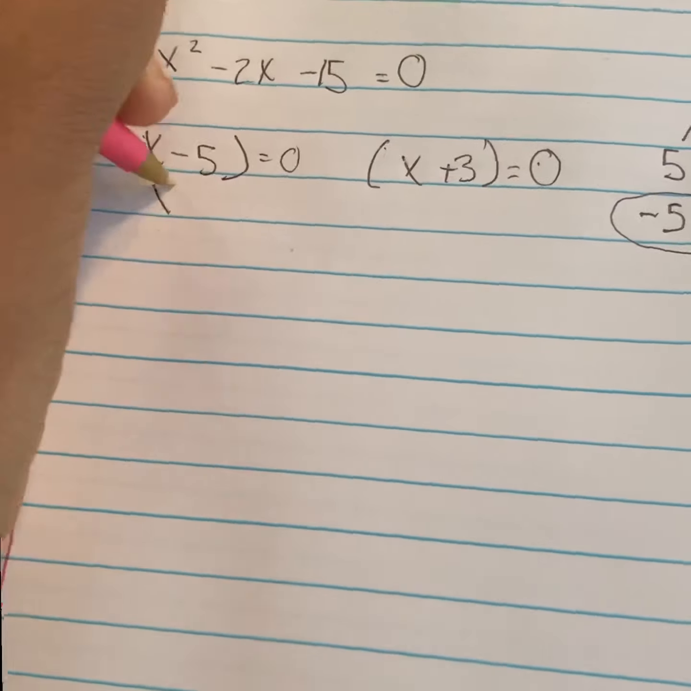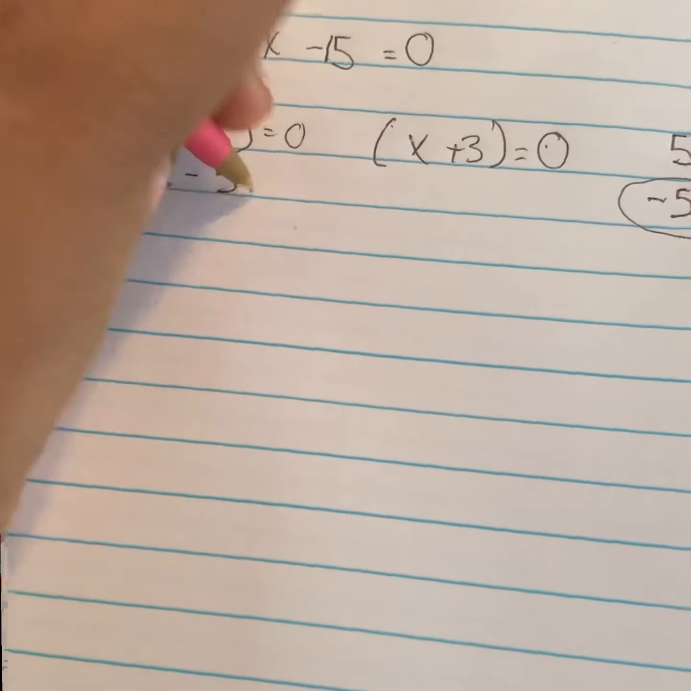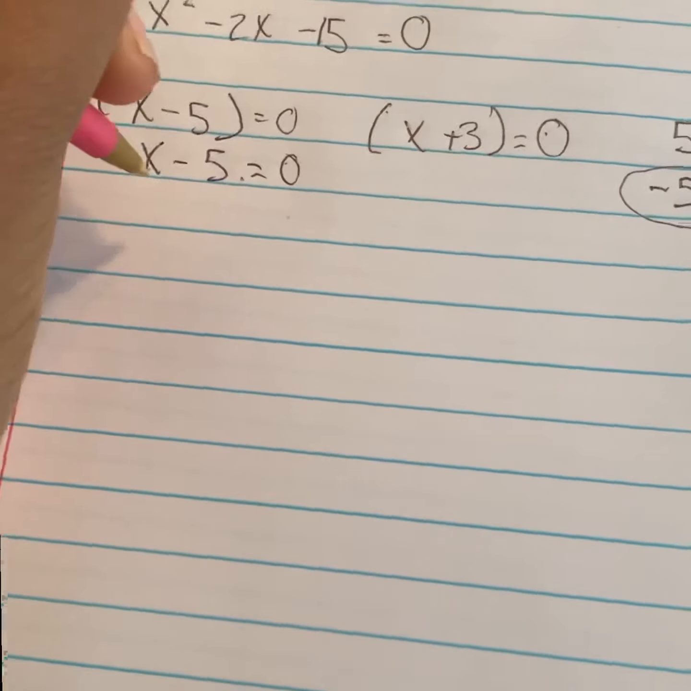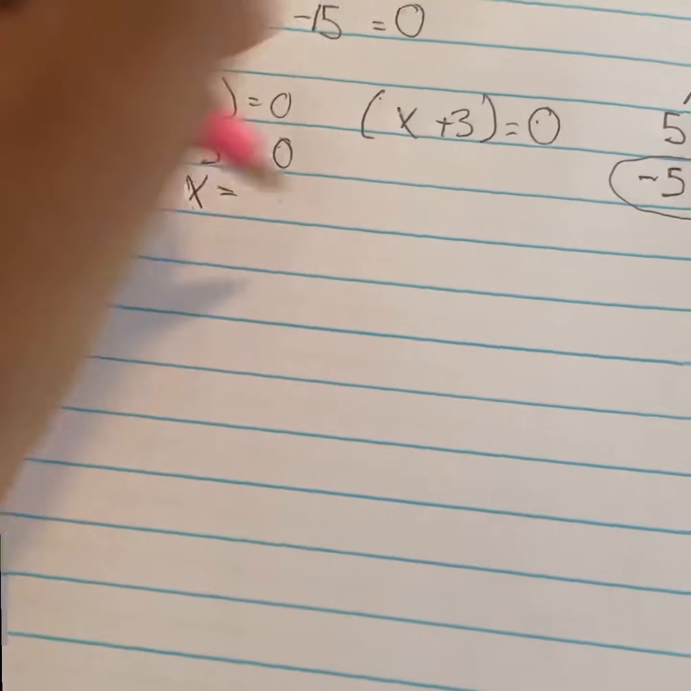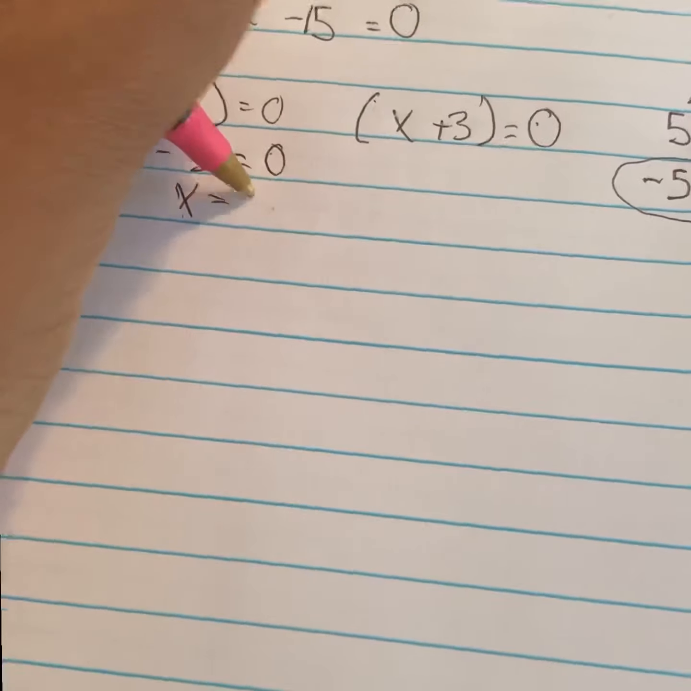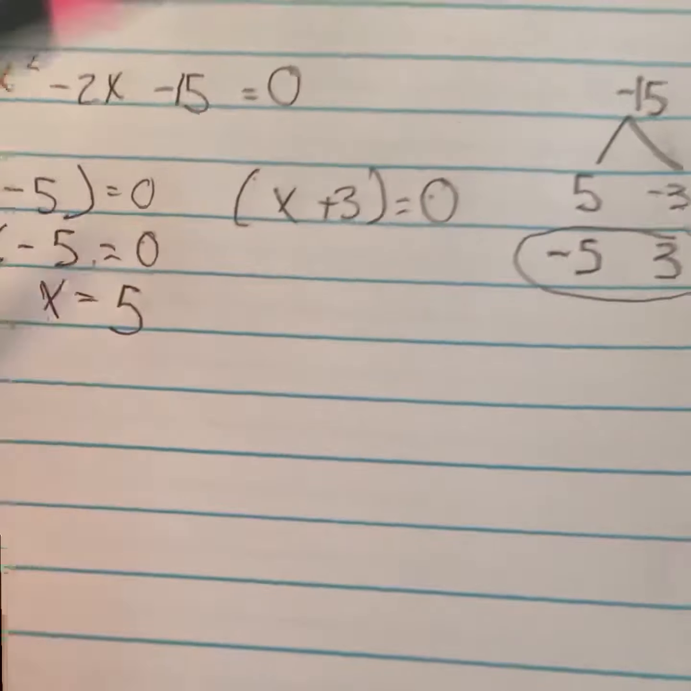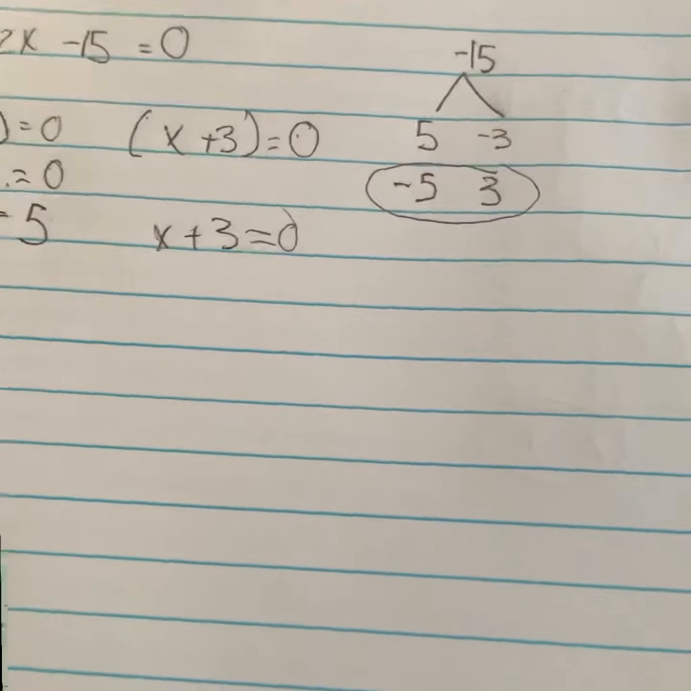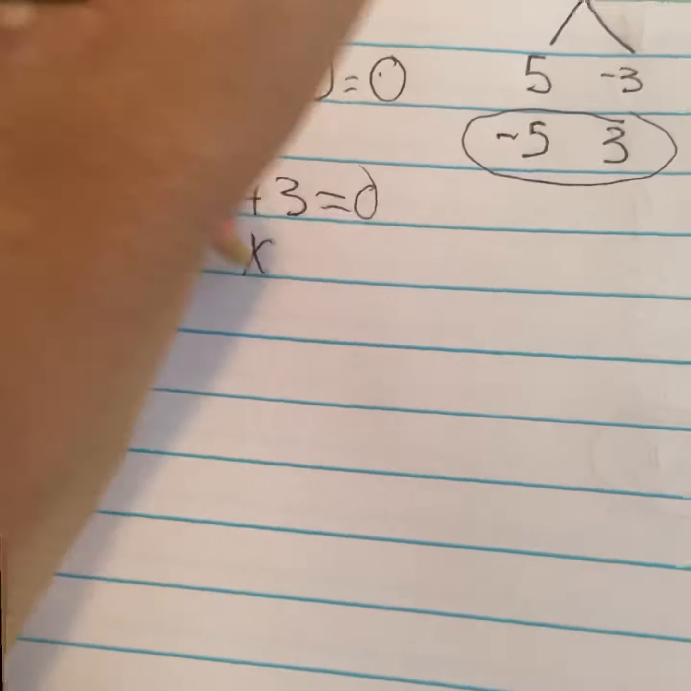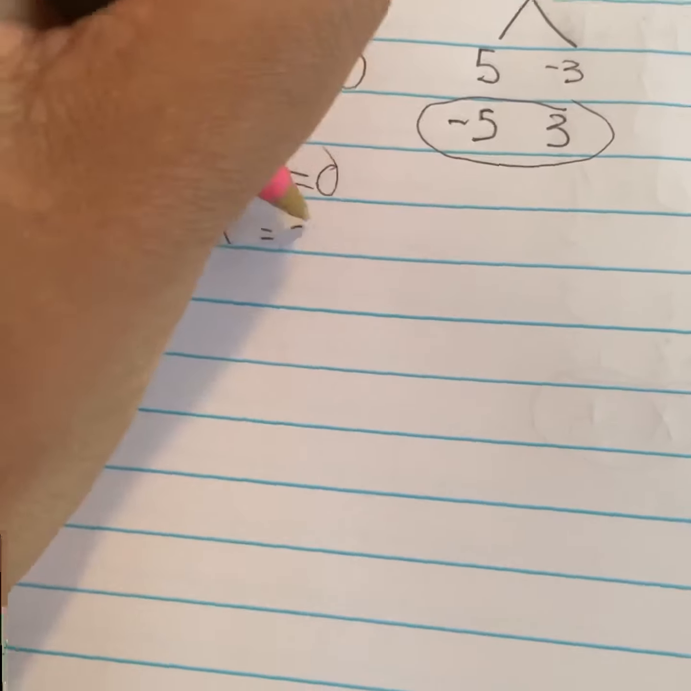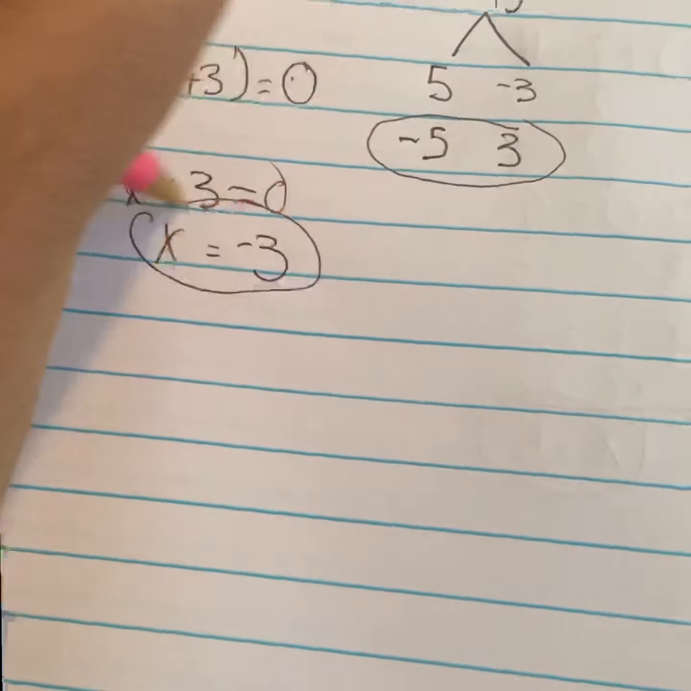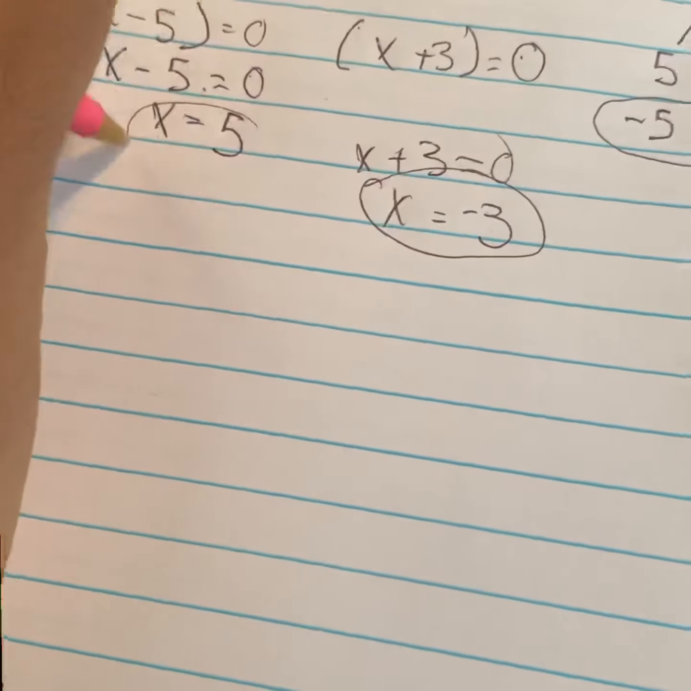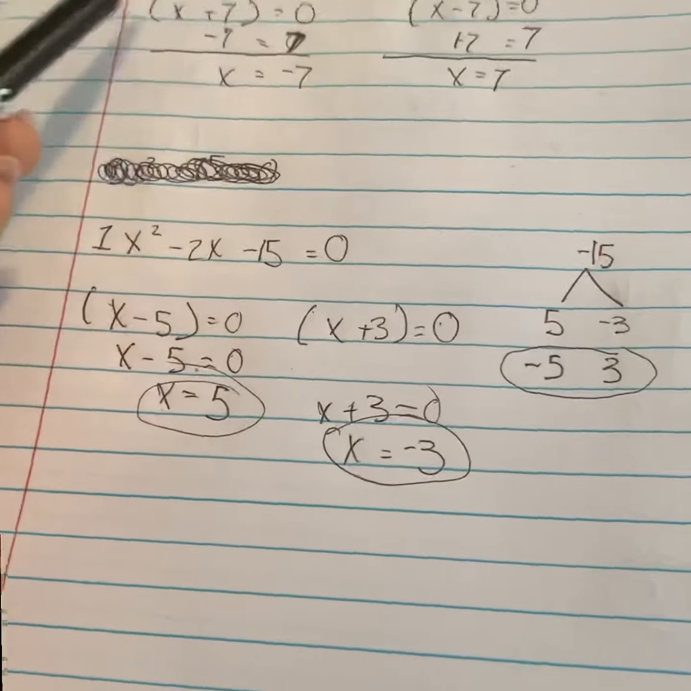So putting x minus 5 to 0, x would equal not -5, but 5. x plus 3 equals 0 would equal x = -3. That would be our answer for this equation.